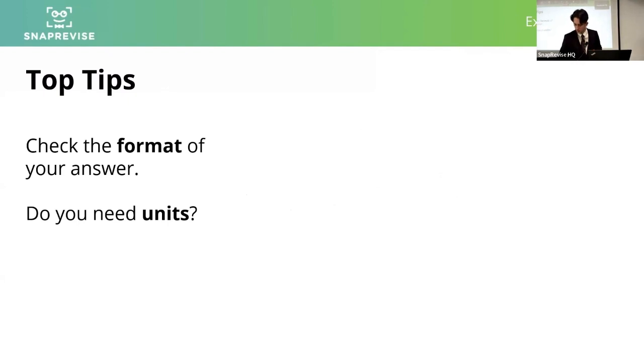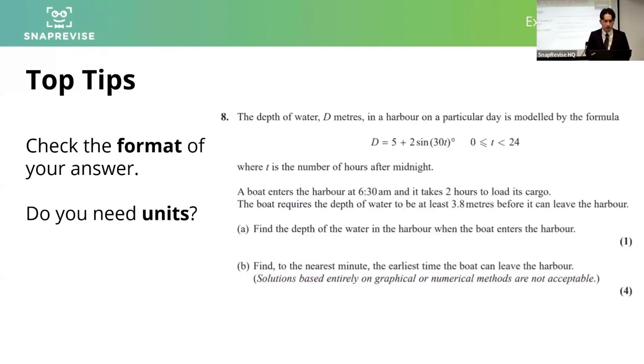Cool. So for this one here, we're told that the depth of the water in a harbour on a particular day is modelled by this. You're given that D is equal to 5 plus 2 sine 30t, and t is the number of hours after midnight. A boat enters the harbour at 6:30, takes 2 hours to load its cargo, and it requires a depth of water to be at least 3.8.